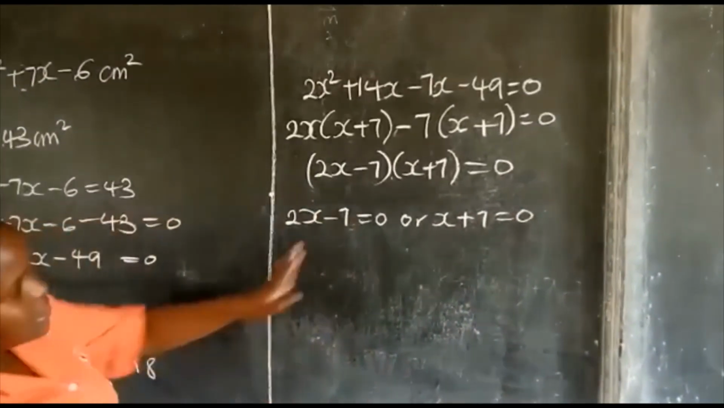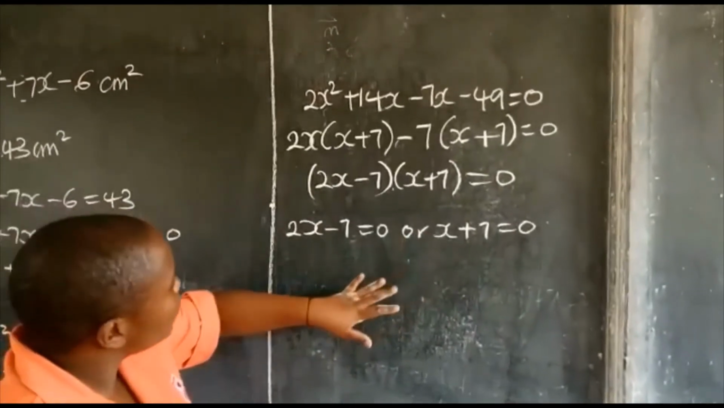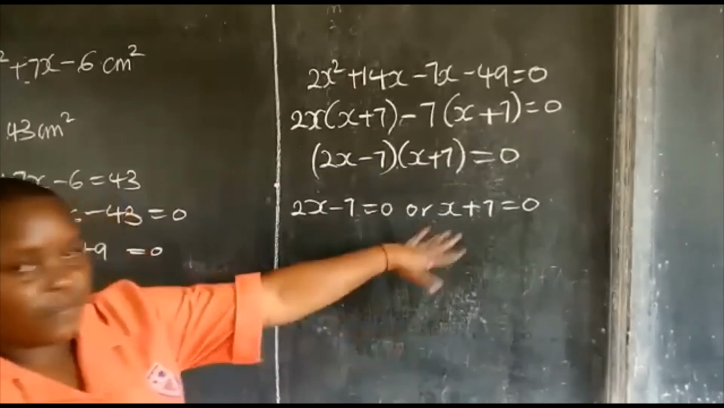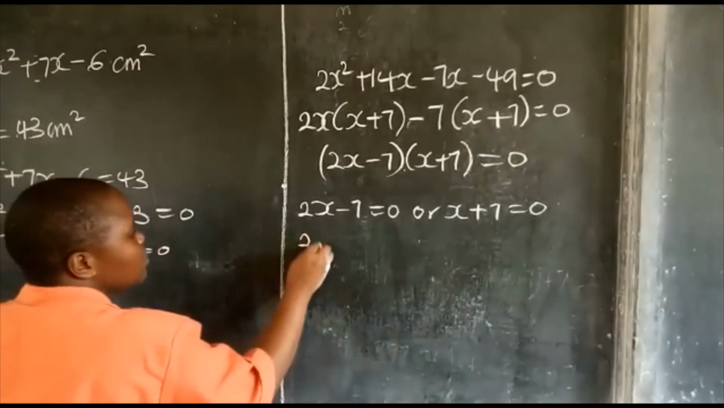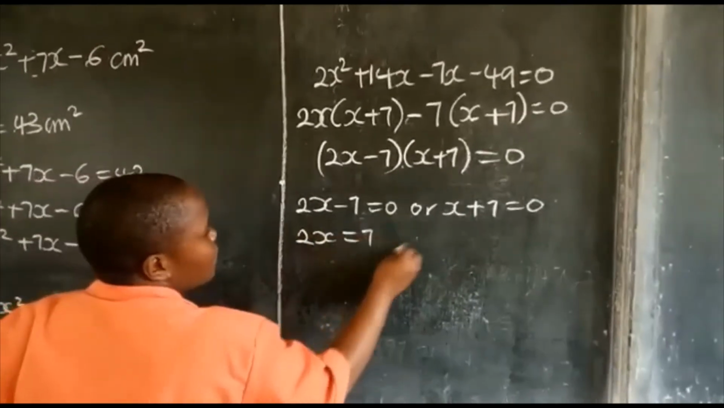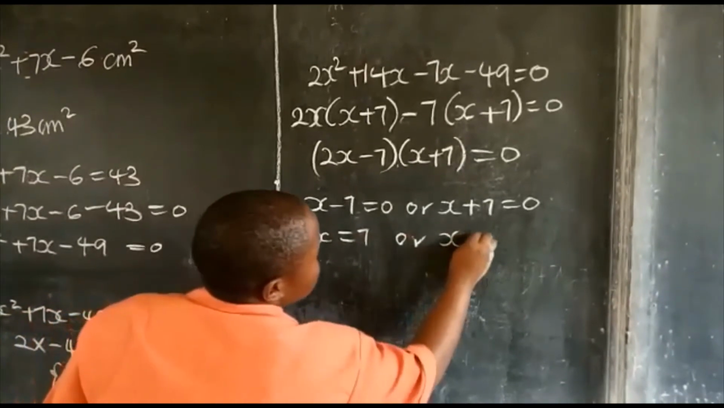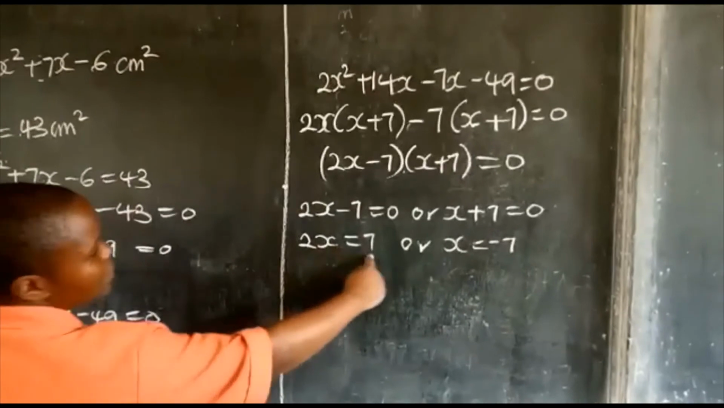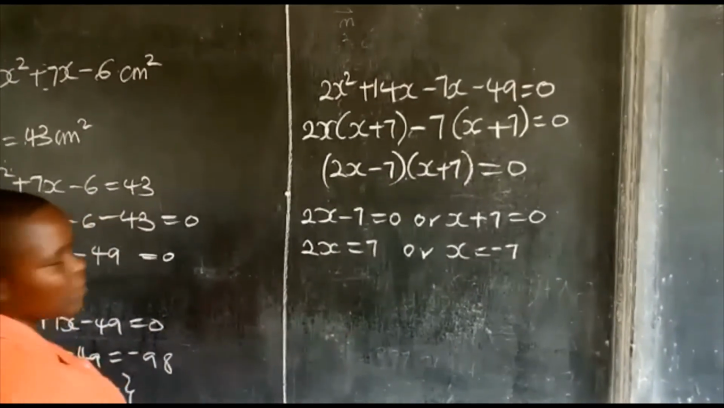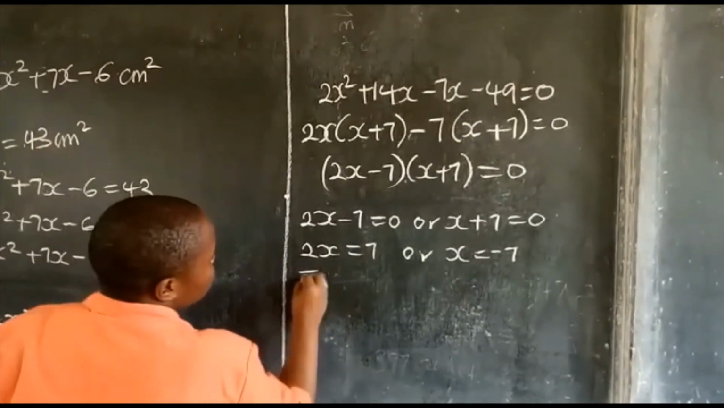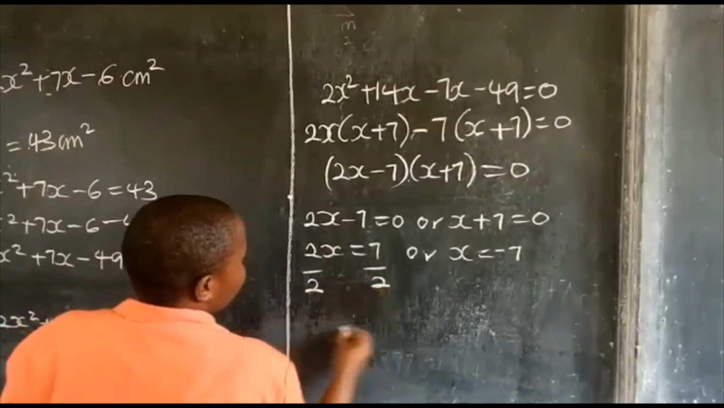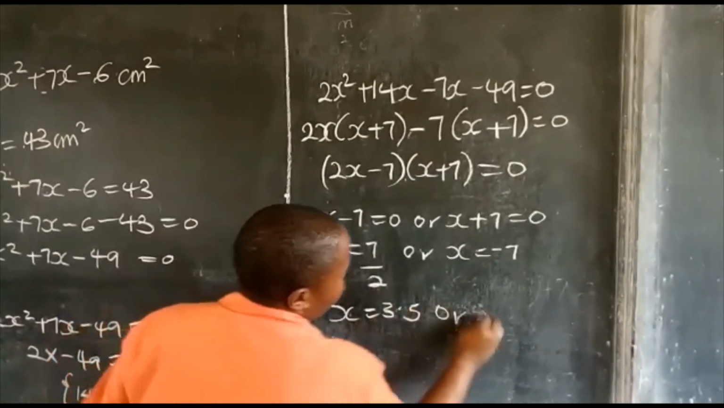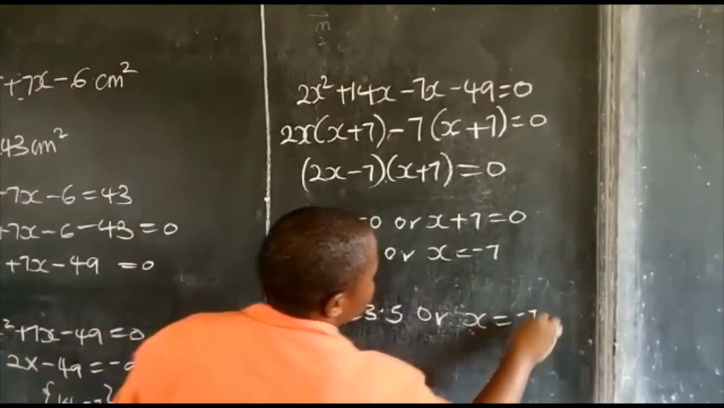And so we shall take 7 across the equal sign so that we can find the value of x. So we shall say 2x is equal to 7, or x is equal to negative 7. We divide by 2 on both sides of this equation in order to leave x alone and find its value. So we shall divide by 2. By 2, x shall be equal to 3.5, or x is equal to negative 7.